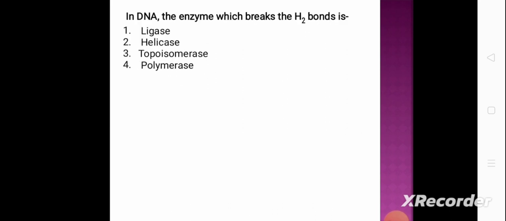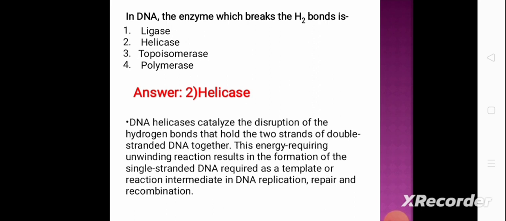In DNA, the enzyme which breaks the hydrogen bond is option 1 ligase, option 2 helicase, option 3 topoisomerase, option 4 is polymerase. And the correct option is option 2 helicase. DNA helicase catalyzes the disruption of the hydrogen bonds that hold the two strands of the double-stranded DNA together. This energy-requiring unwinding reaction results in the formation of single-stranded DNA required as a template or reaction intermediate in DNA replication, repair and recombination.